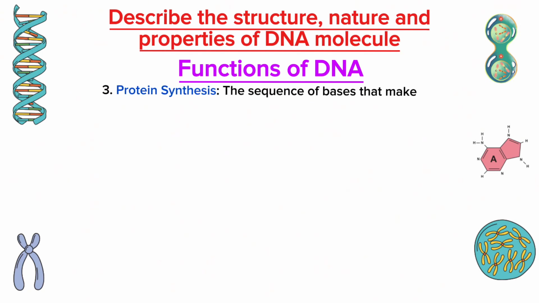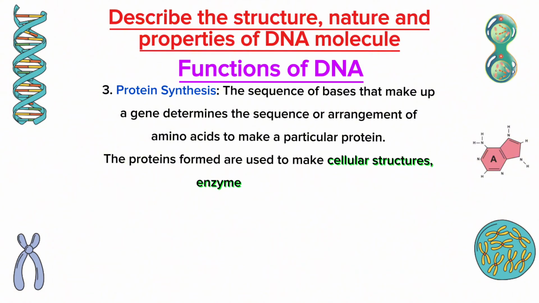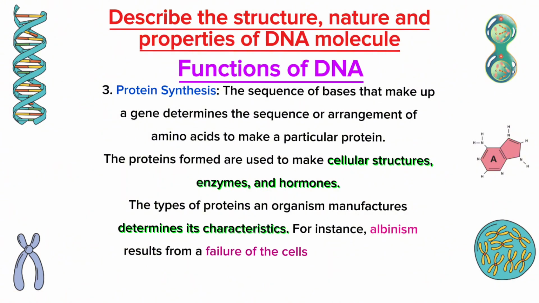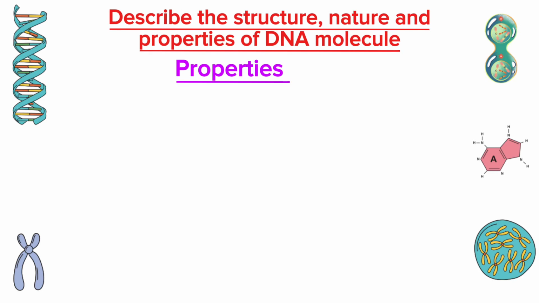The sequence of bases that make up a gene determines the sequence or arrangement of amino acids to make a particular protein. The proteins formed are used to make cellular structures, enzymes, and hormones. The types of proteins an organism manufactures determines its characteristics. For instance, albinism results from a failure of the cells of an organism to synthesize tyrosine, an enzyme essential for melanin production. And lastly, we're going to talk about properties of DNA.